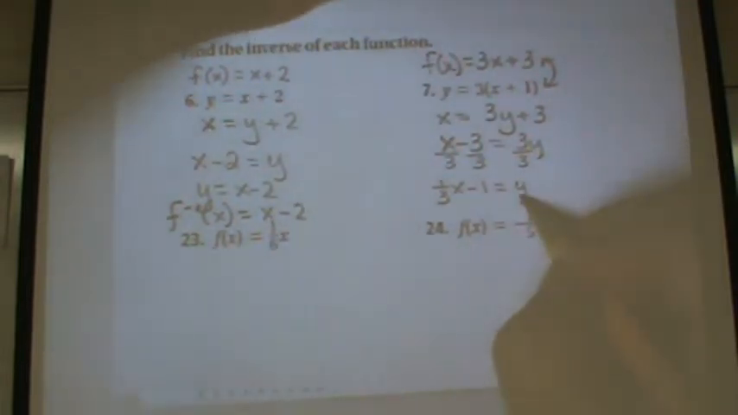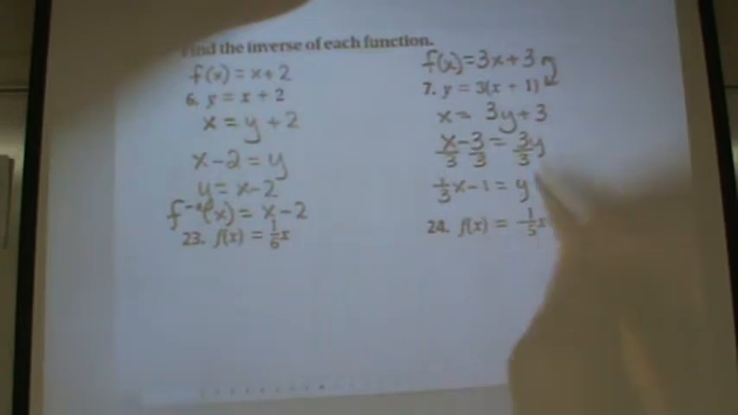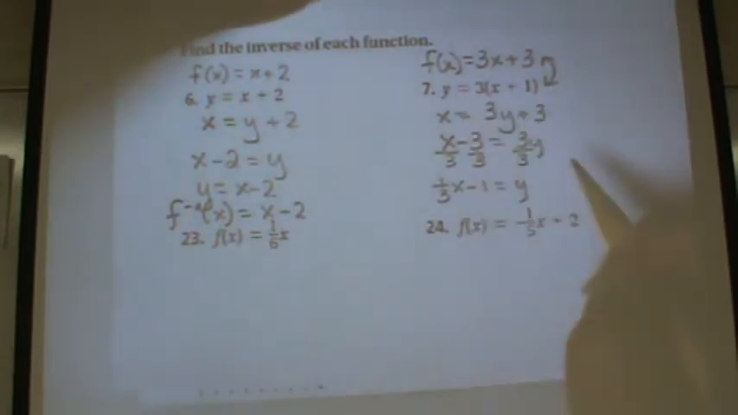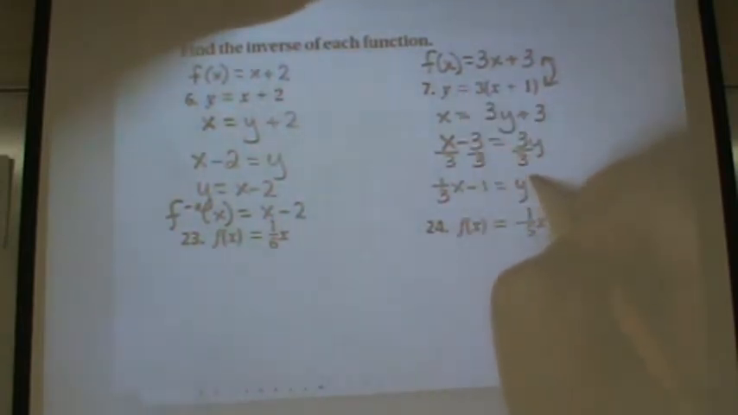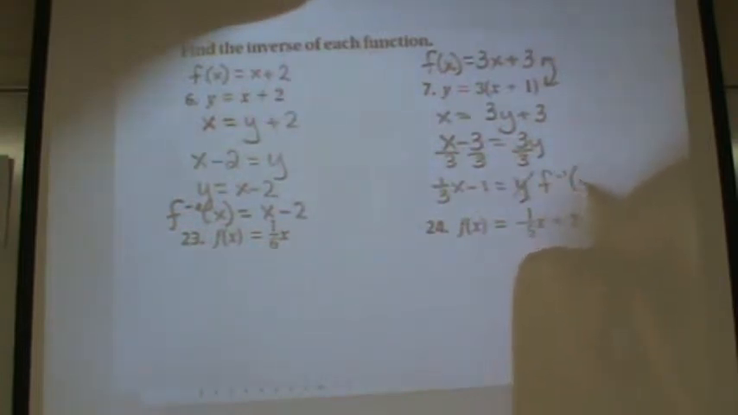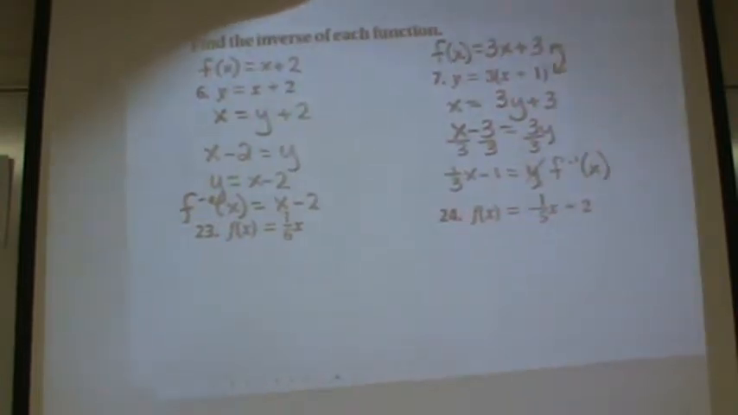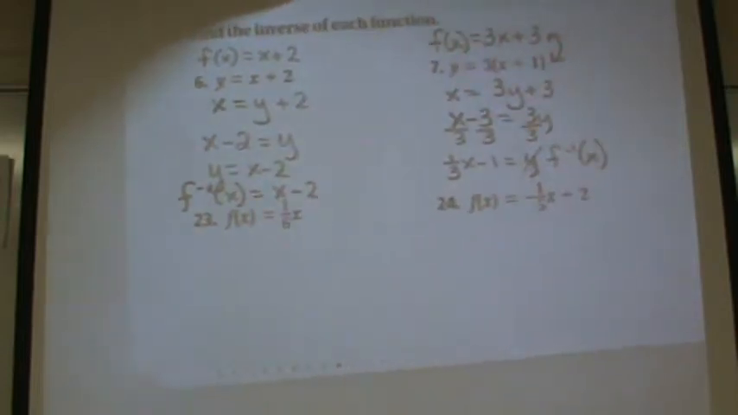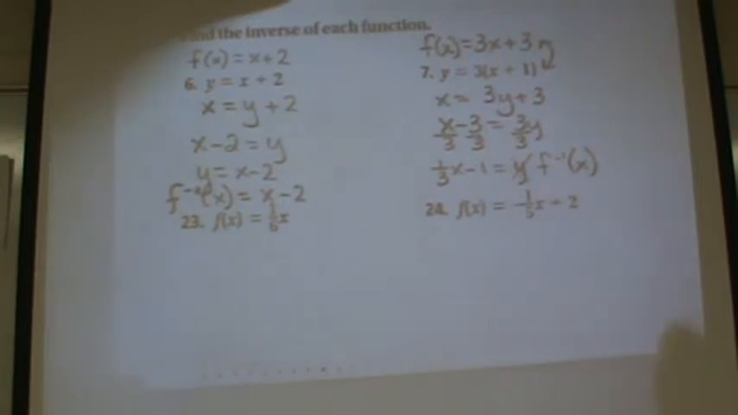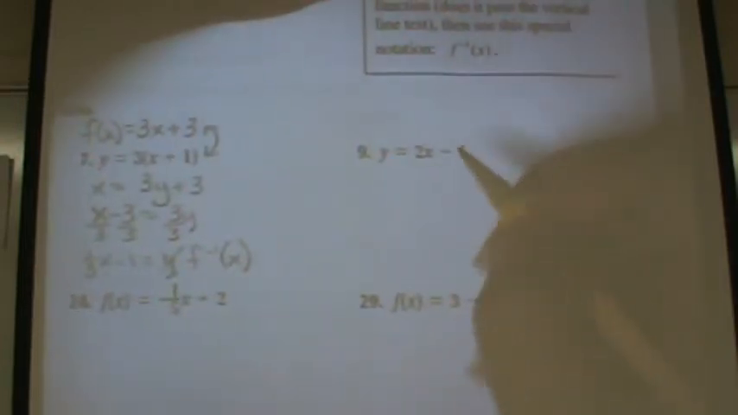This is the inverse of this. So instead of leaving it as y, what are you going to write? Instead of y, what are you going to write? F negative 1 of x. You get this? Hopefully. Next one.